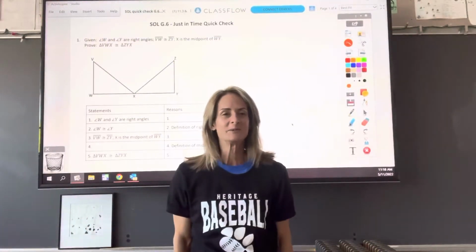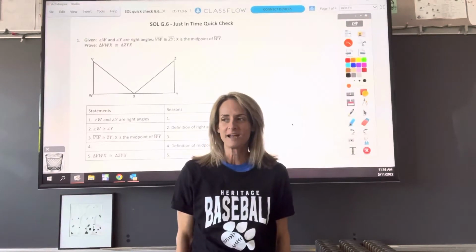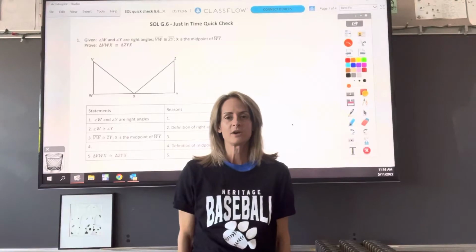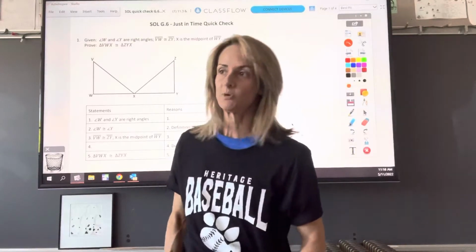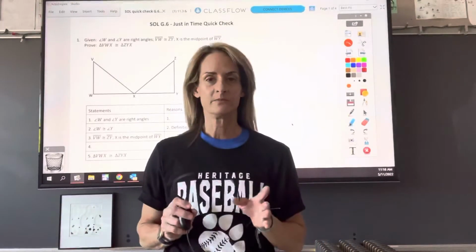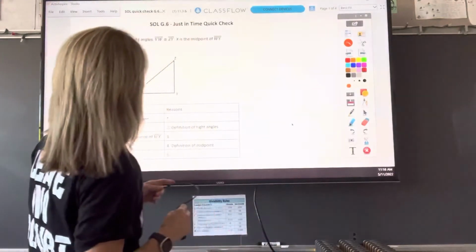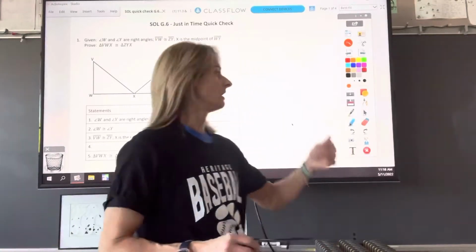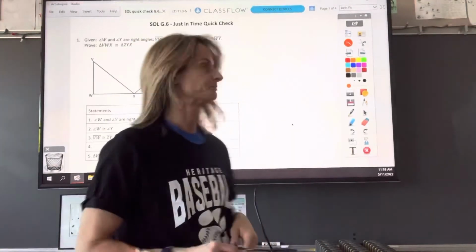Today we are going to be doing an SOL quick check on proving triangles congruent and proving triangles similar. We're going to start with proving triangles congruent, which if you Google Virginia Department of Education SOL quick checks for geometry, you'll find number G6. G stands for geometry. This is the front and the back is 7.